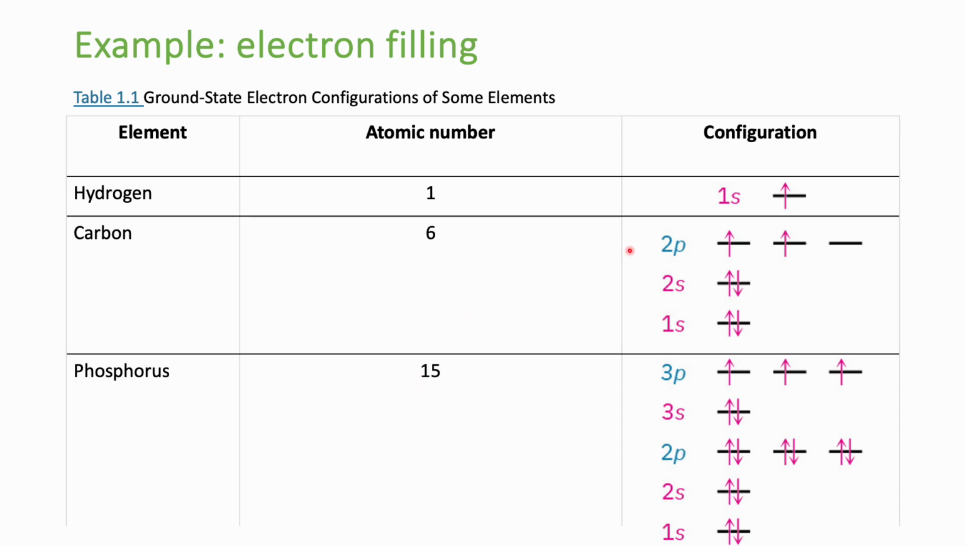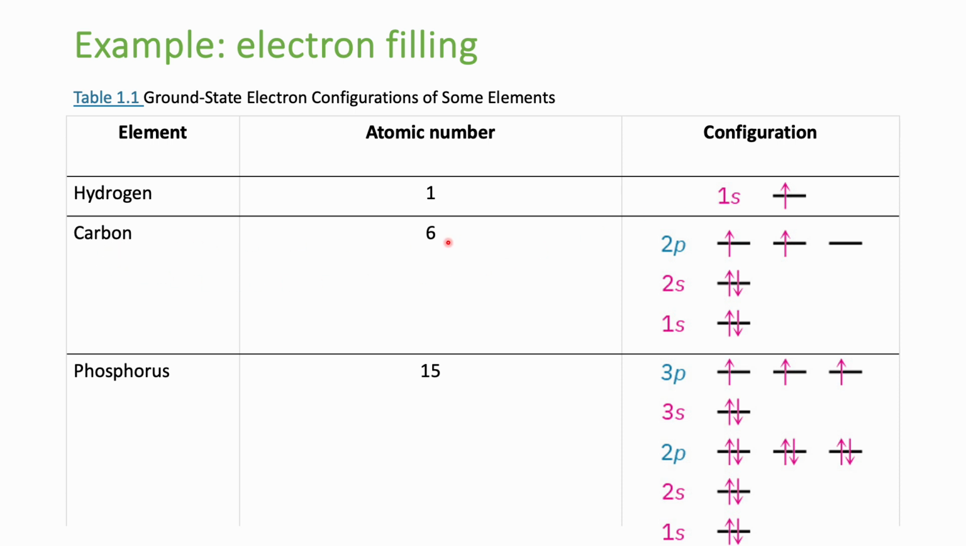So here are some examples of what we were discussing. Let's start with hydrogen. The atomic number of hydrogen is 1, meaning it has 1 proton, meaning that if it's neutral, we are going to have 1 electron. It only has 1 electron, so the only orbital it's going to access is 1s.